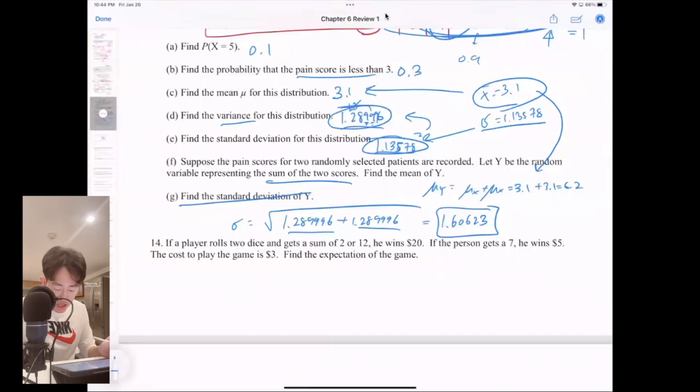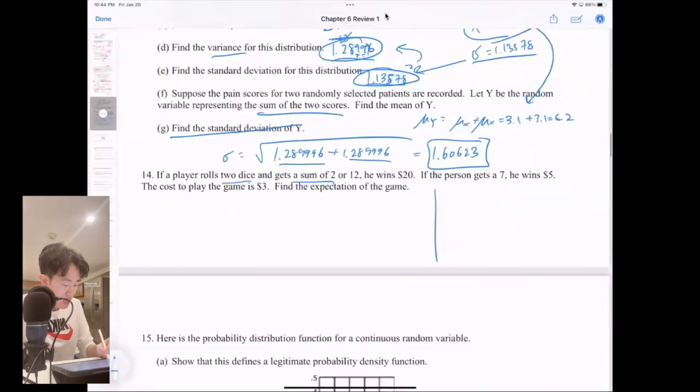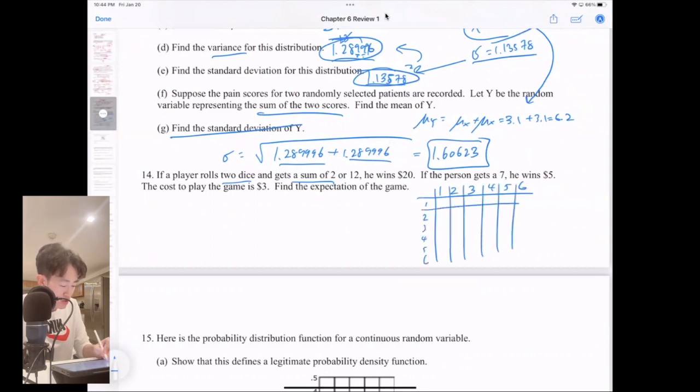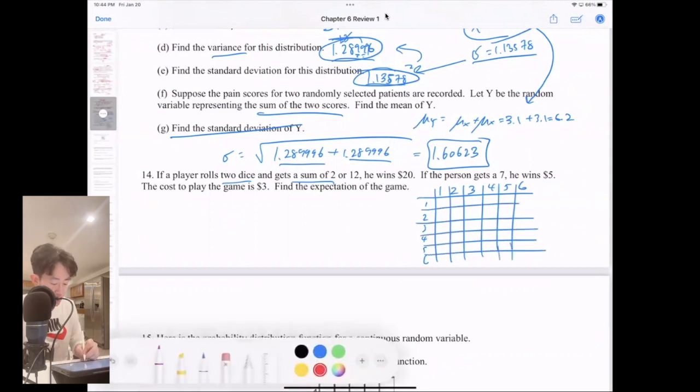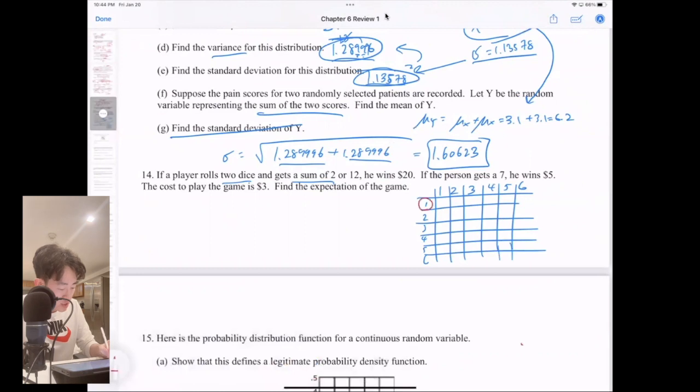Number 14, if a player rolls 2 dice and gets a sum of 2 or 12. Anytime they talk about dice and adding it up, I think it's best if we just write out all the possibilities, because it's really hard to envision this the first time around, and this table really helps out with a lot of dice questions. So you're just going to add these up.